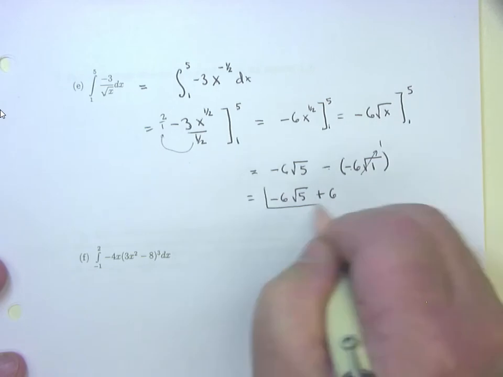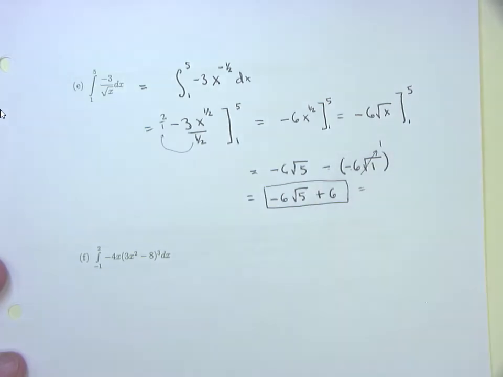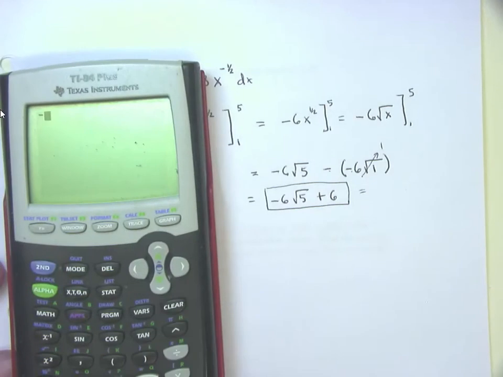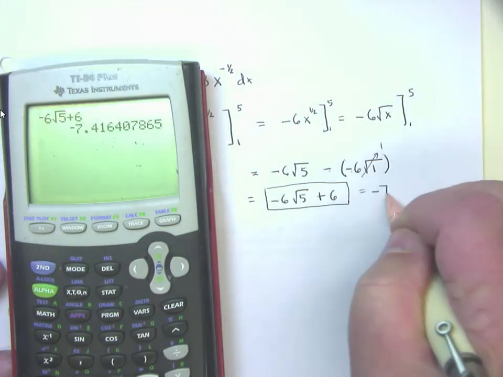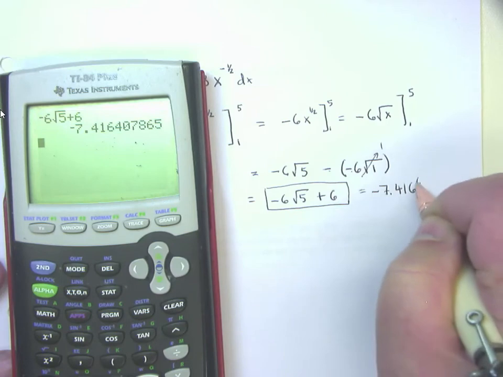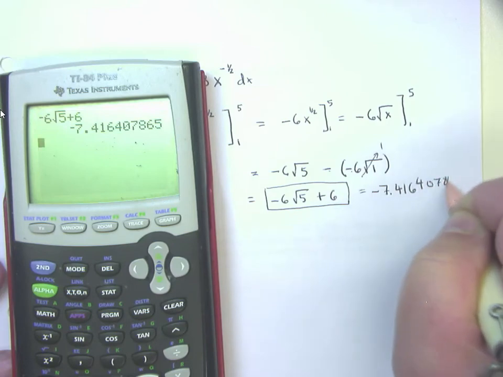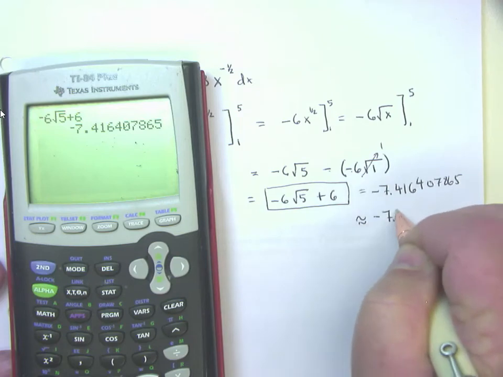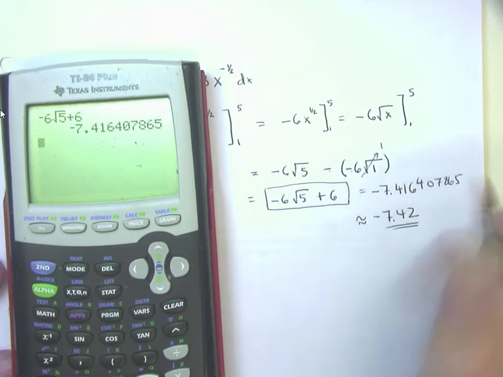So here is my answer. If I put this on the old calculator for decimal purposes, -6 square root of 5 plus 6 is -7.416407865. So for 2 decimal places, -7.42.